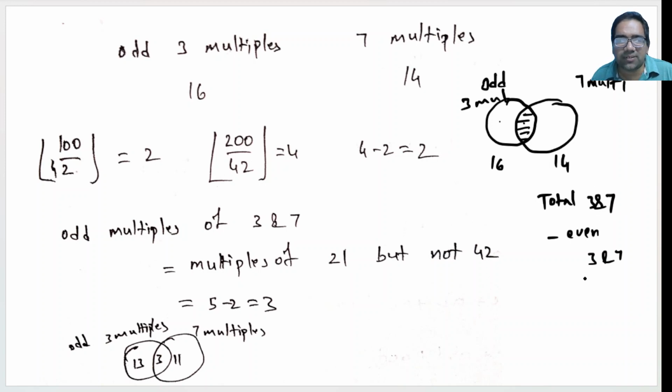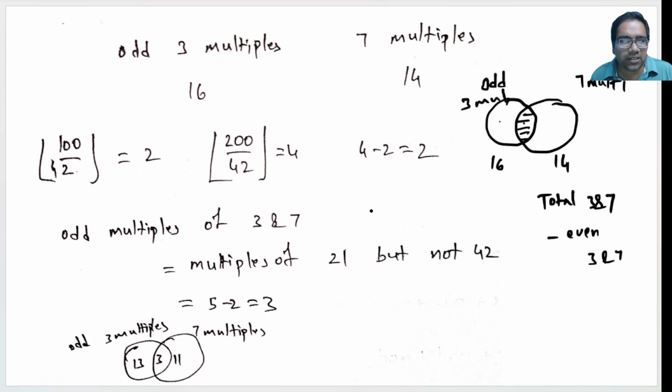But what are the even multiples of 3 and 7? That will be the multiples of 42. Right. Because even multiples of 3 and 7 means multiples of 6 and 7 together. So that is multiples of 42. So what we want? Odd multiples of 3 and 7 means total multiples of 3 and 7, that is multiples of 21, minus even multiples of 3 and 7, that is multiples of 42. Right.